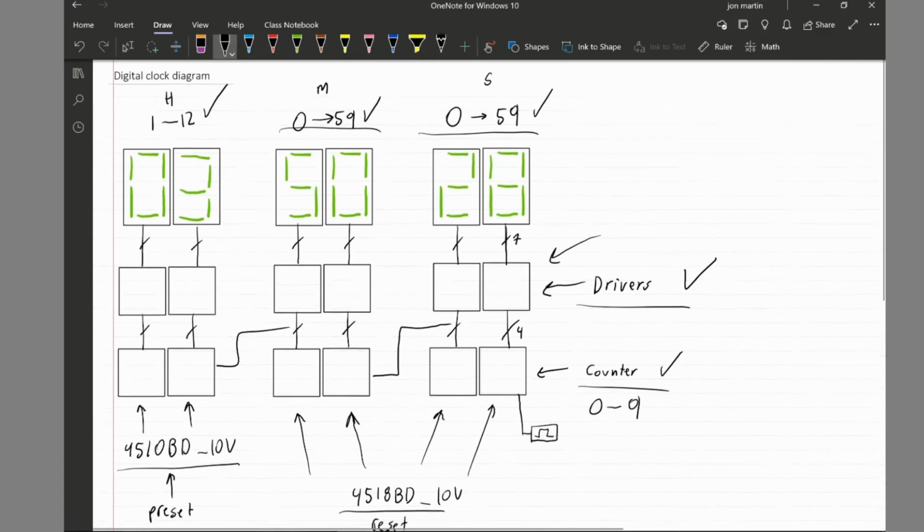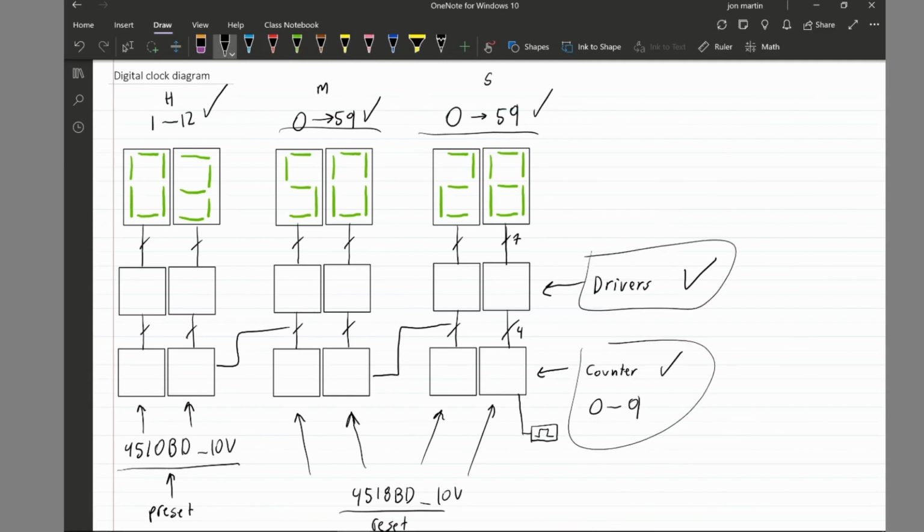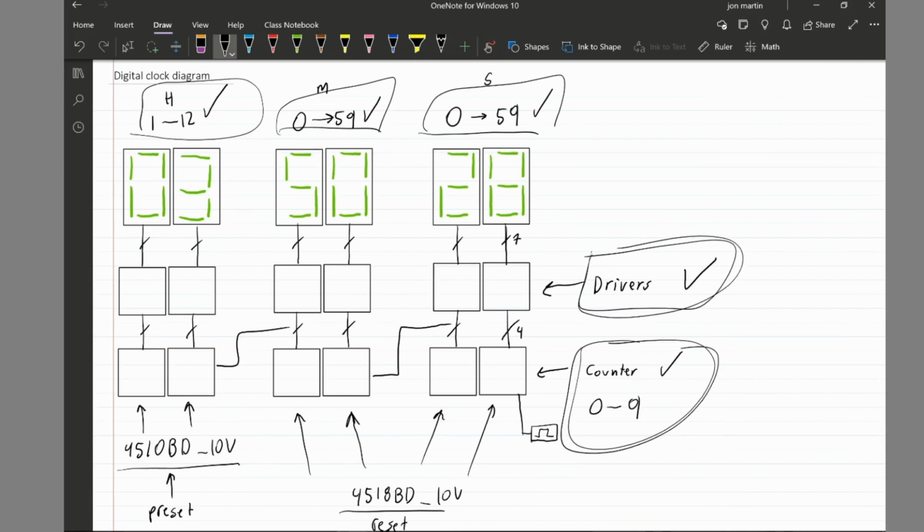Okay, so basically, even though we're not using our designs, it's important that we were able to design each and every one of these aspects of the clock, despite not using the designs that we made. Nevertheless, we are using the ICs to our advantage, and we understand how these ICs work because we designed our own versions here. We designed our own counter, we designed our own driver. Our own counter that goes from 0 to 59, and then our own counter that goes from 1 to 12. So let us proceed to the actual digital clock finally.